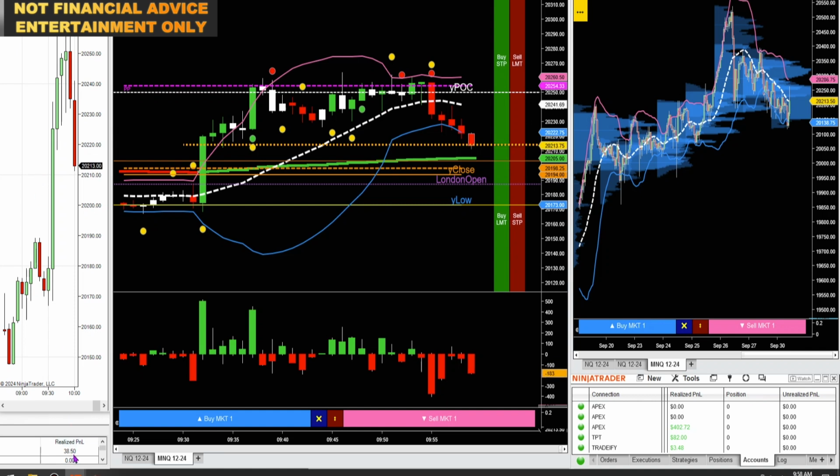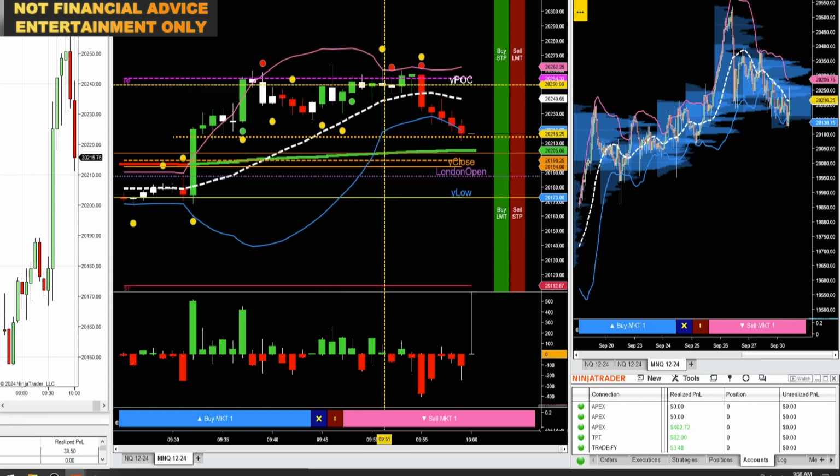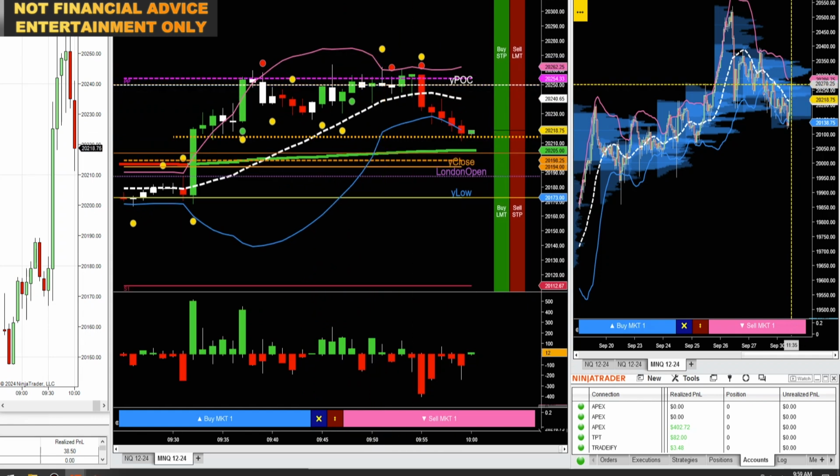Up 38 bucks on the Bulenox. Up 400 on one of the Apex. Up 80 on the Take Profit Trader. And 3 bucks on Tradeify. We came right up to the pivot point here. The pivot point held. Also this nice ledge on the volume profile here.